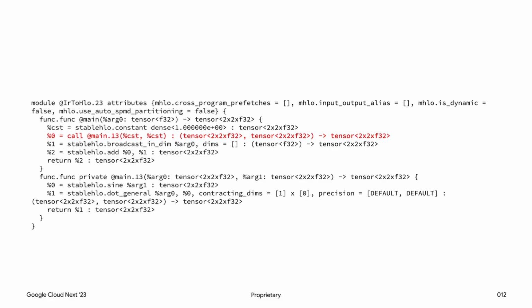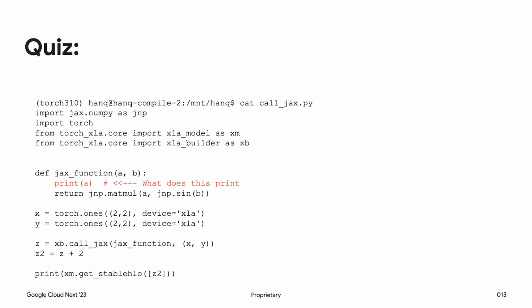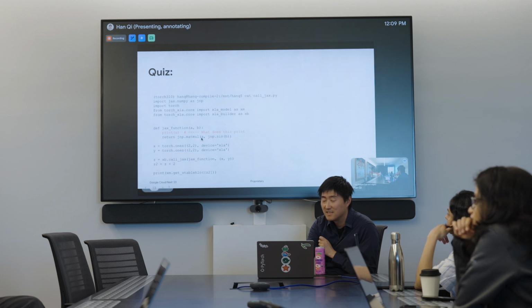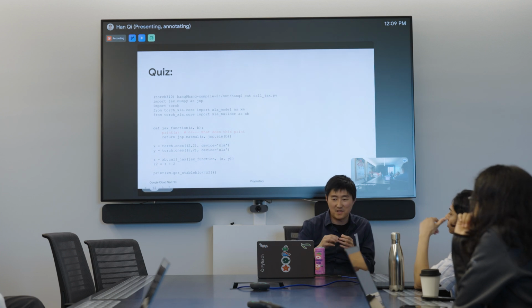Okay, so here is the graph compiled by JAX, and here is the call operator emitted to call that graph. So here's a little quiz. If I add a print of A here, what will you see printed on the terminal? Any guesses? Lazy tensor? That's a good guess. Any other guesses? I'm adding a print inside of my JAX function, and then I'm calling xb.call_jax with my JAX function. Yep, okay, that's a pretty good answer.